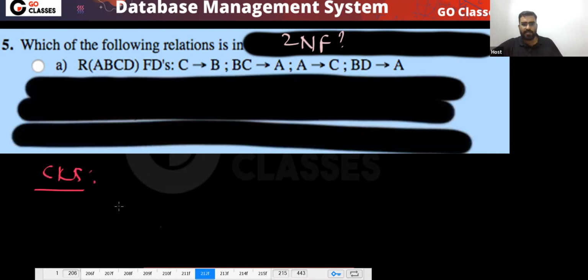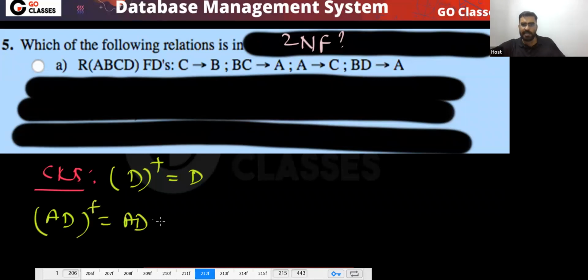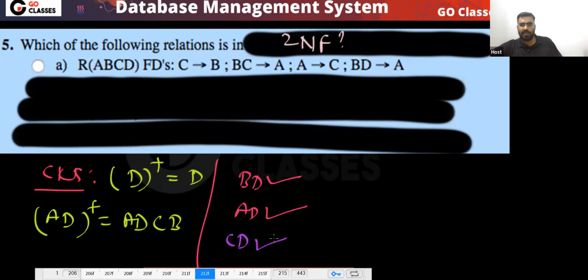Okay, let's see. Tell me what the candidate keys are. You can notice D is not on the RHS, so D cannot do anything, because D plus will be D. What will AD plus be? That will be AD, and A can determine C, C can determine B. So AD is a candidate key. BD will be a candidate key, and what about CD? Yes, CD will be a candidate key.